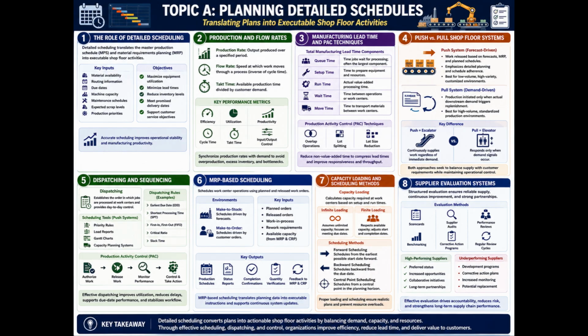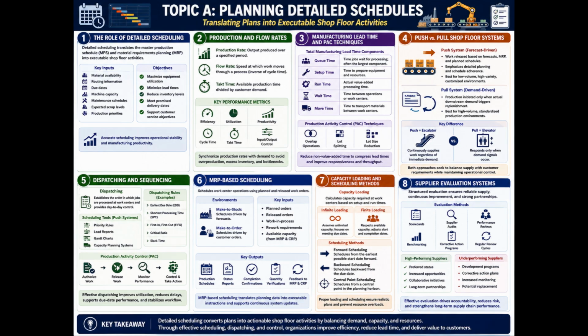Inputs include information from MRP and Capacity Requirements Planning (CRP), including planned orders, released orders, work in process, rework requirements, and available capacity. The scheduling process translates these inputs into detailed work center schedules, dispatching priorities, and order release instructions. Outputs include production schedules, status reports, completion confirmations, quantity verifications, and feedback that supports continuous updates to MRP and CRP systems.